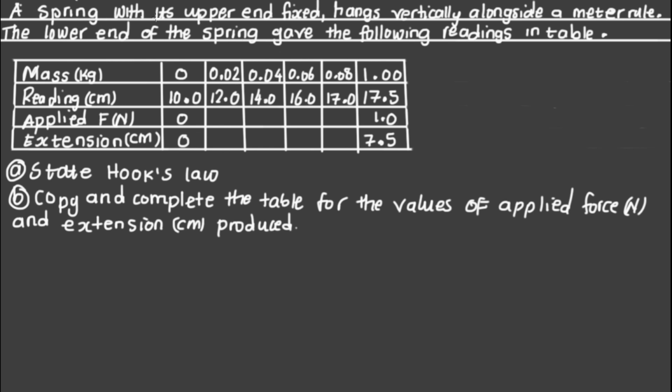Now, a spring with its upper end fixed hangs vertically alongside a meter rule. The lower end of the spring gave the following readings in a table. Right, so we have readings like the first one, mass in kg, the second one, reading in centimeters, the third one, applied force in newtons, then the fourth one, we have extension in centimeters.